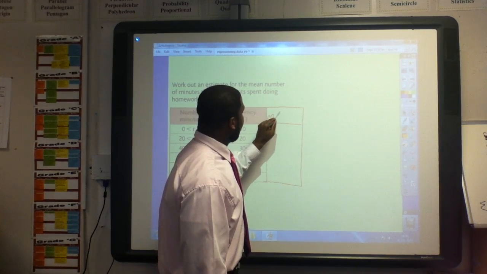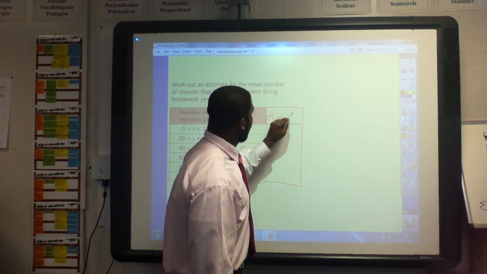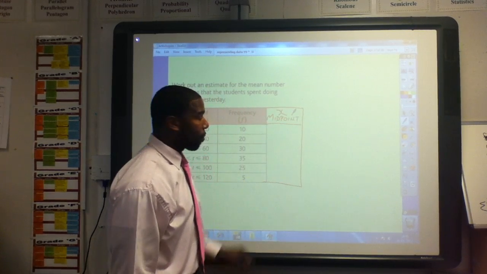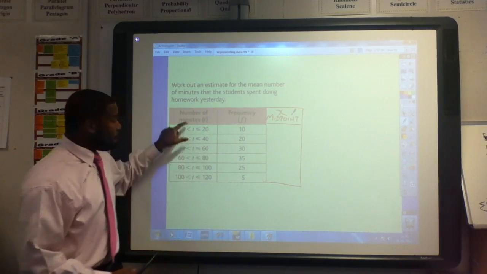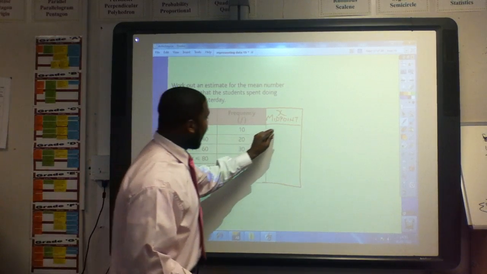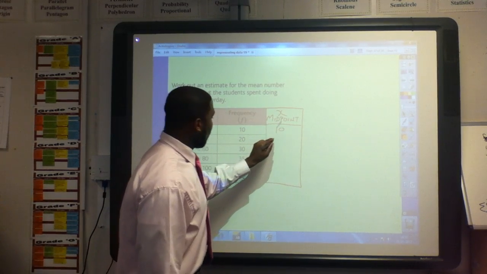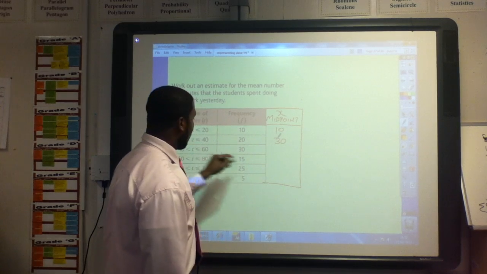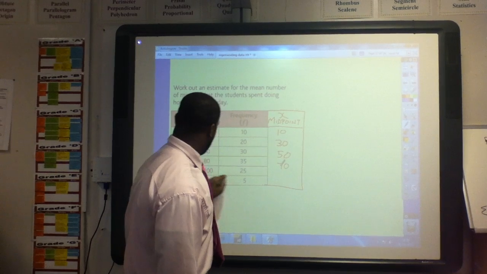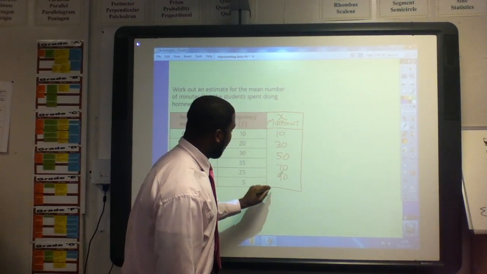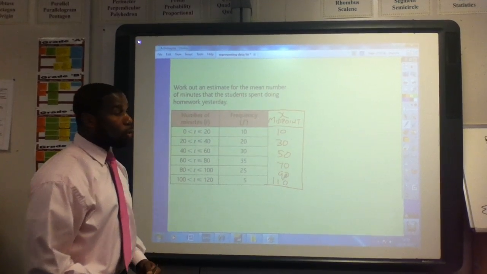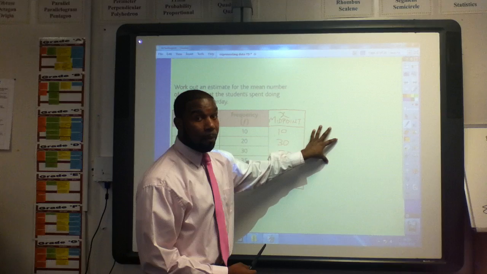I'm going to label that midpoint, and I'm going to call that X. Now, the midpoint is just the middle of the numbers, or at the middle of the two numbers. So this one will be 10, the other will be 30, 50, 70, 90, and 110.